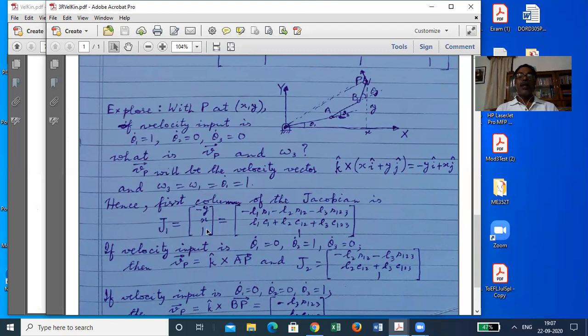Then for the second column, what you do? You give the velocity input to the first joint as 0. That means from here to here, it doesn't move.